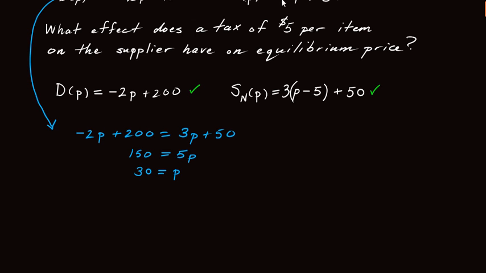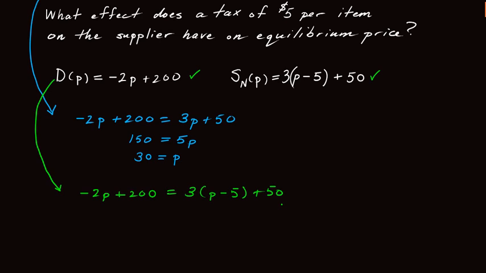Okay, so now I look at what happens with the post-tax situation. After the tax has been applied, the demand is still the same, minus 2P plus 200. But now the supply is 3 times P minus 5 plus 50. And now I solve this for P to determine what the post-tax equilibrium is. So let's solve this. Getting rid of the parentheses, I get 3P minus 15 plus 50 equals minus 2P plus 200.